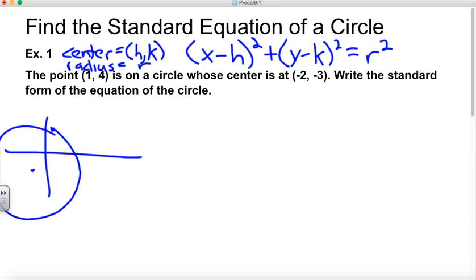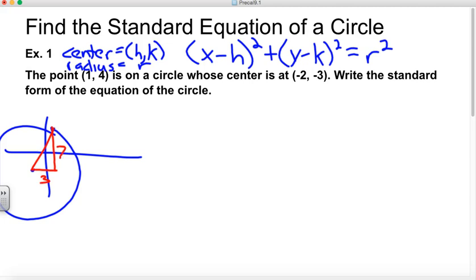Okay, so we need to know the center and the radius in order to write the equation. Our radius is the distance from one of those points to the other. So to find the distance, we can use the distance formula, which is essentially the Pythagorean theorem. If I made this into a right triangle, how long would those two lines that I just drew be? To go over from -2 to 1 would be 3.